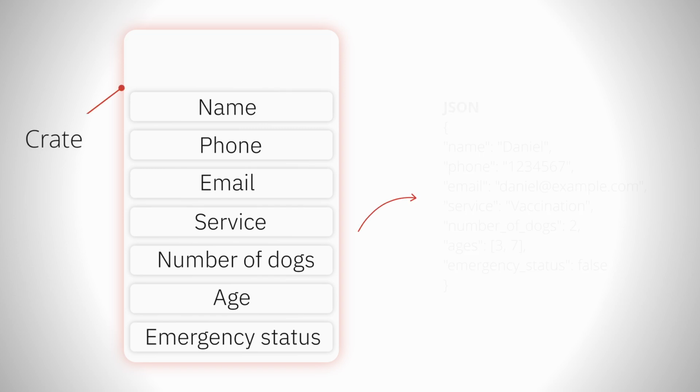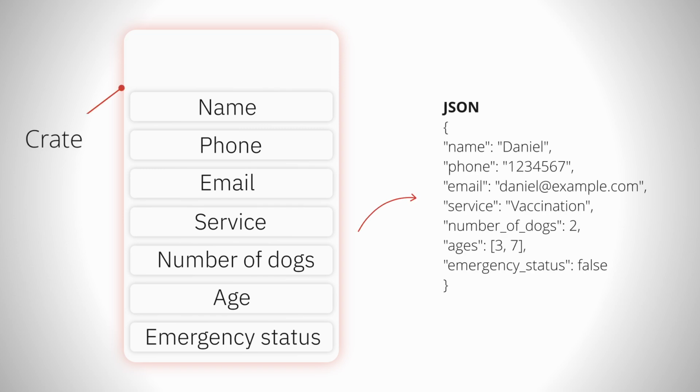Going back to that vet clinic example I built a second ago, the letter going into their Airtable carried the customer's name, their phone, their email, the service they wanted, how many dogs they had, the ages of those dogs, and whether it was an emergency. So it was basically a crate full of boxes with that information. One box would be called name, another called phone, another emergency status, etc. And that crate is now called a payload when we're transferring it using a webhook. It's what actually gets sent to the receiving software.